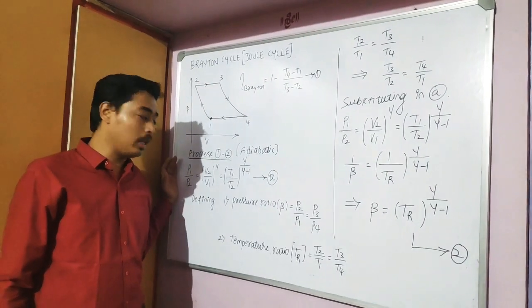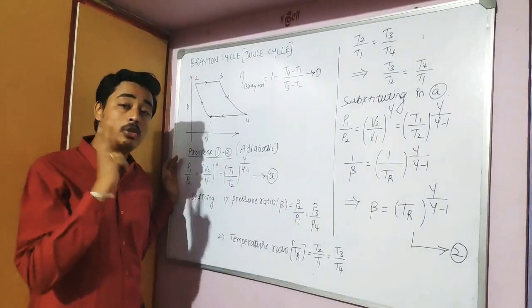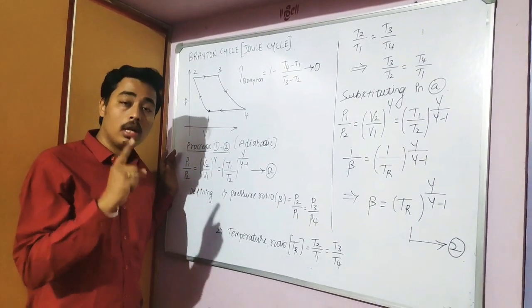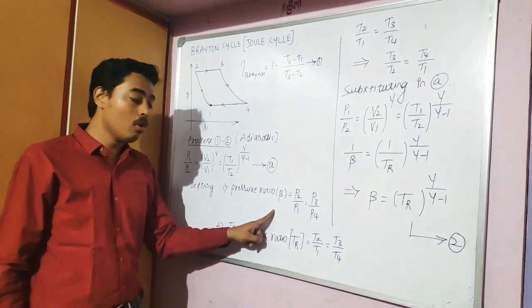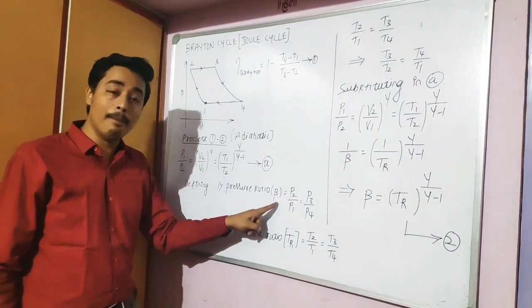So in this particular equation A, we will be defining two important parameters. Number one is the pressure ratio, which is indicated by beta.